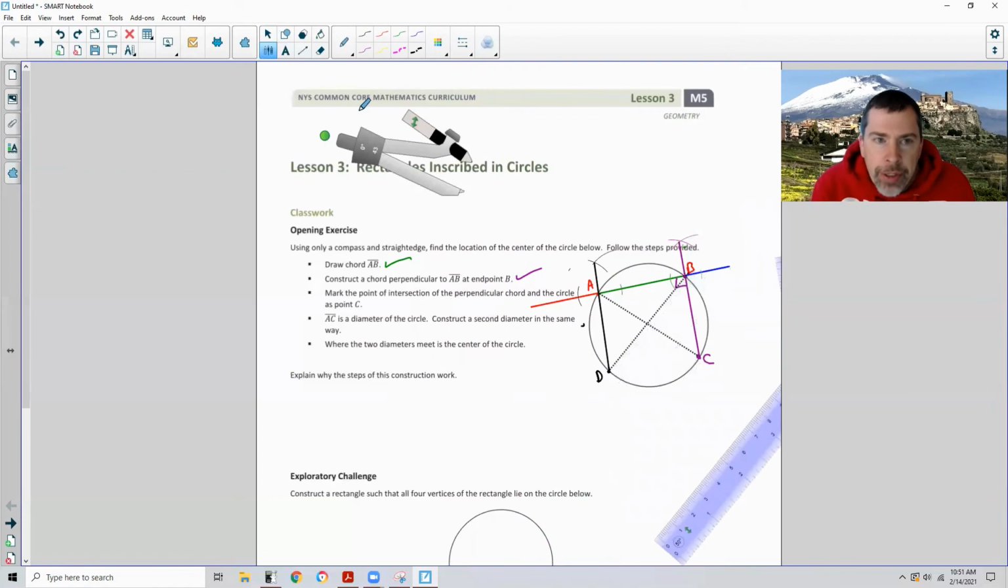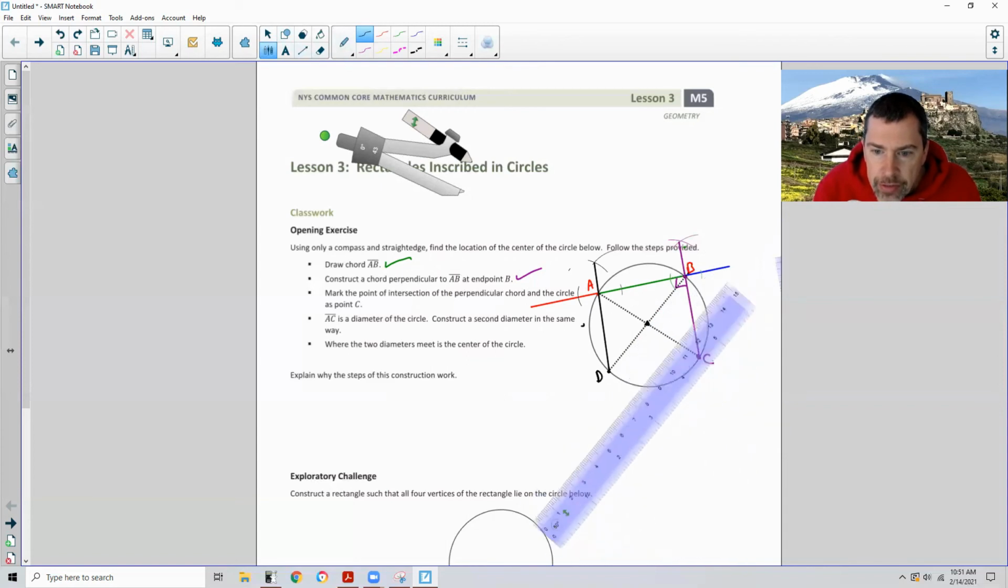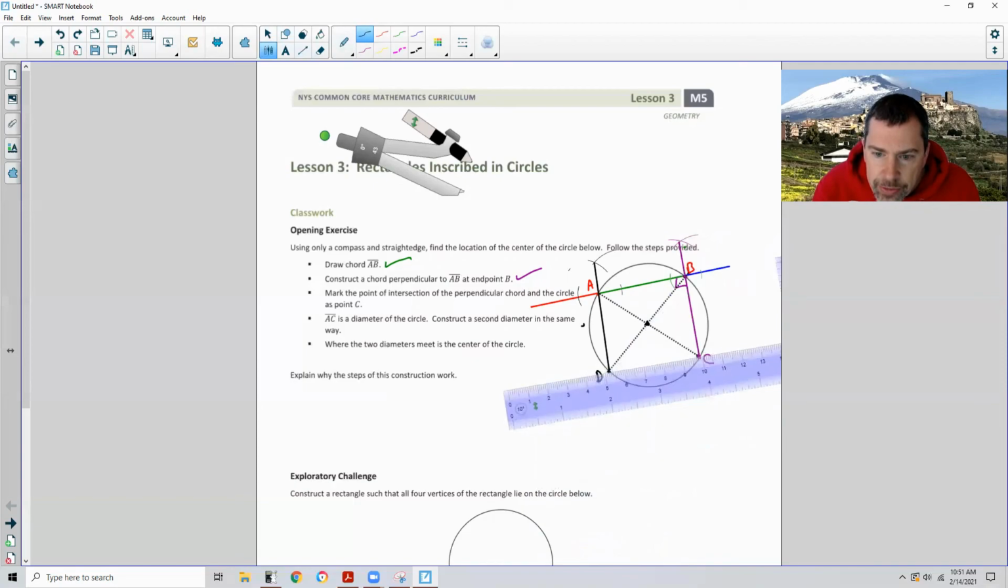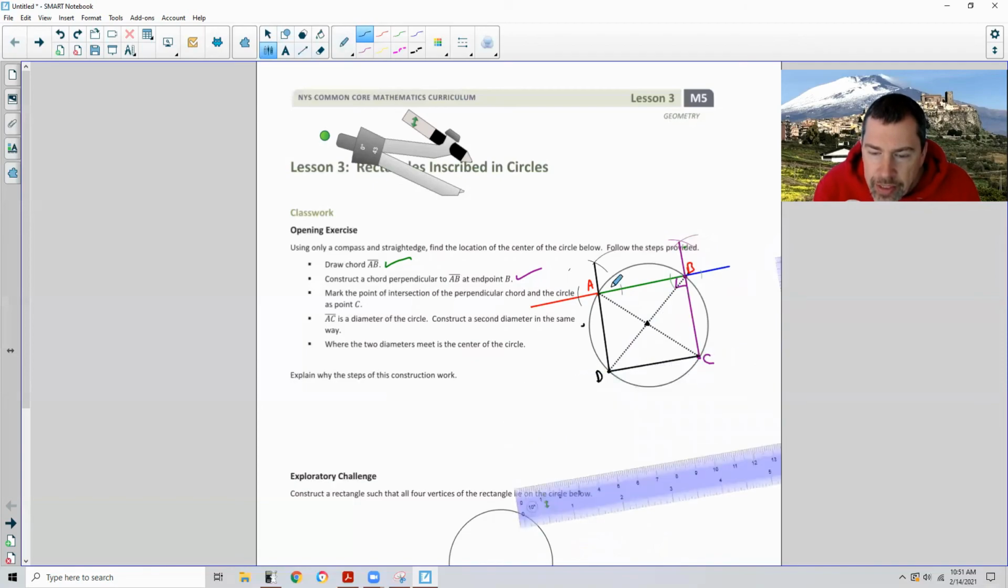And when I do that, I drew another diameter. And where the two diameters meet will be the midpoint. Because if I connected DC now, like so, okay, this looks a little bit off, but you get the idea. That should be a rectangle. Okay, so there is the center of our circle.